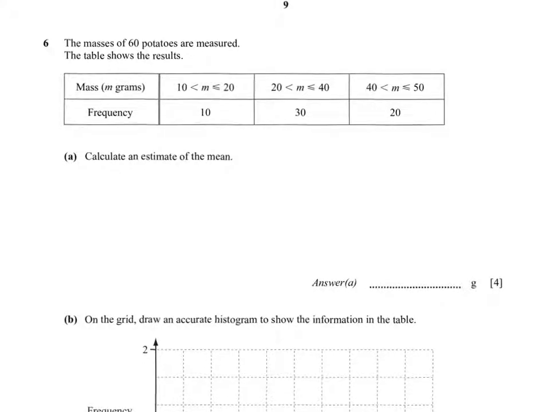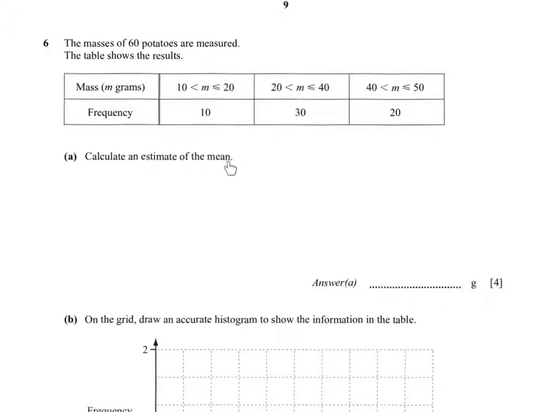Now number 6. The mass of 60 potatoes are measured. The table shows the result. Mass, frequency. First group, 10. Second group repeated 30 times. The third group 20 times.